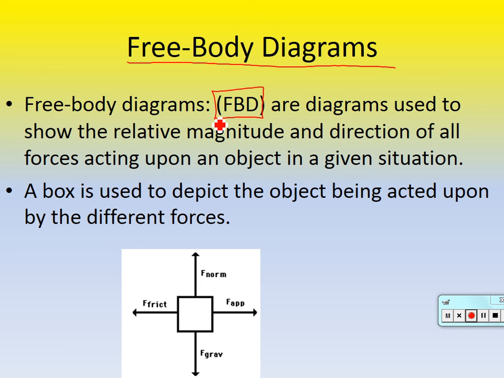A box is used to depict the object being acted upon by the different forces. So I don't care what it is that we're talking about, whether it's a ball, a person, a truck, a tree, or anything else. In a free body diagram, we use a box to represent that object. And then we draw the vector arrows for all the forces acting on that object.